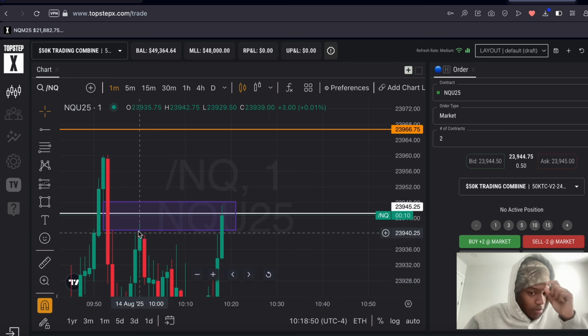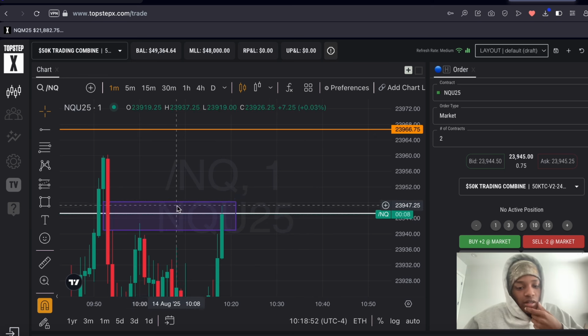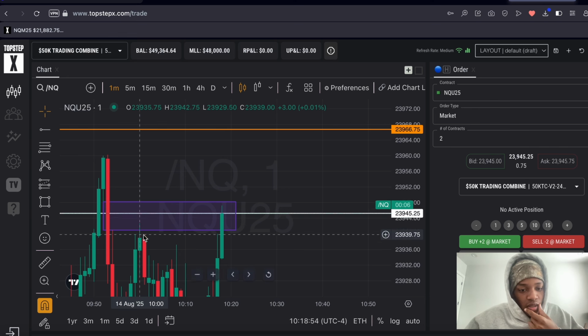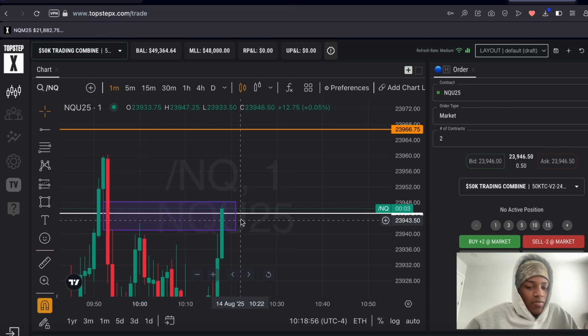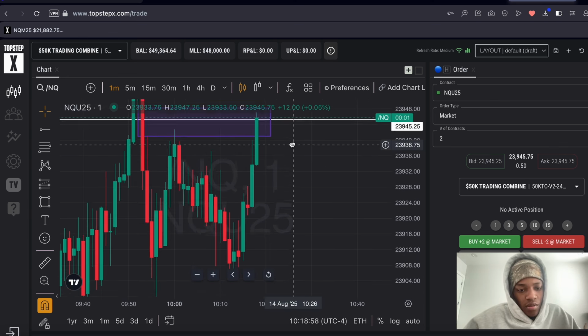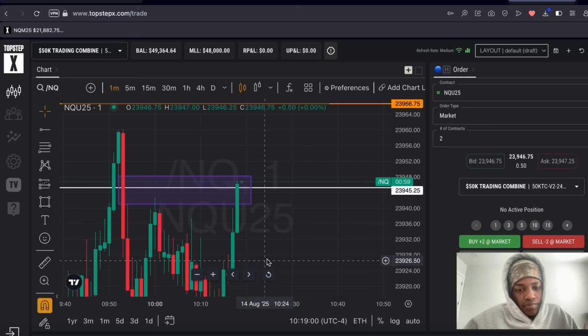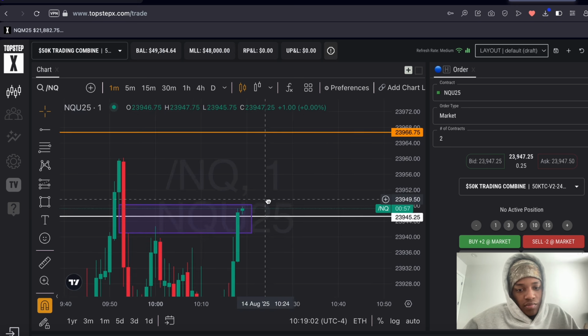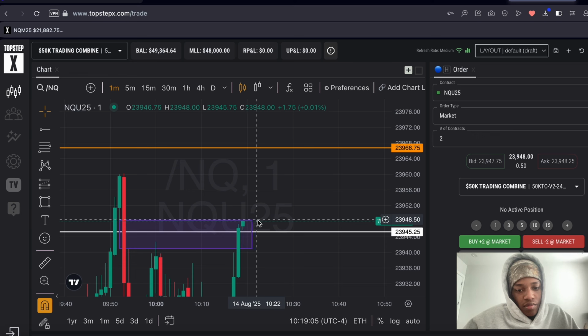I don't know, by the way, if this makes it like I can't use this as a confluence no more once this happens, but I really feel as if it's still valid for me to use for my trading idea. So we're just gonna wait.